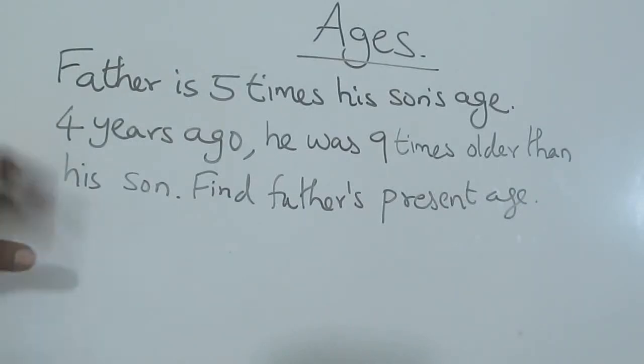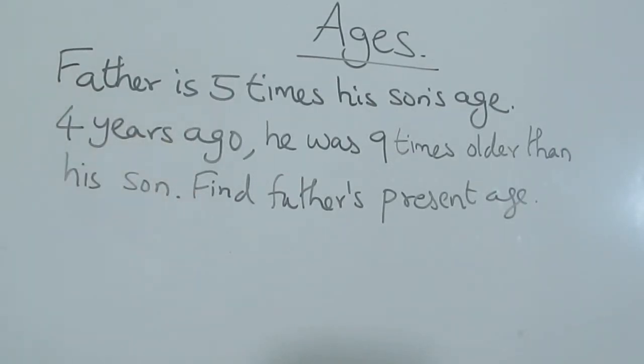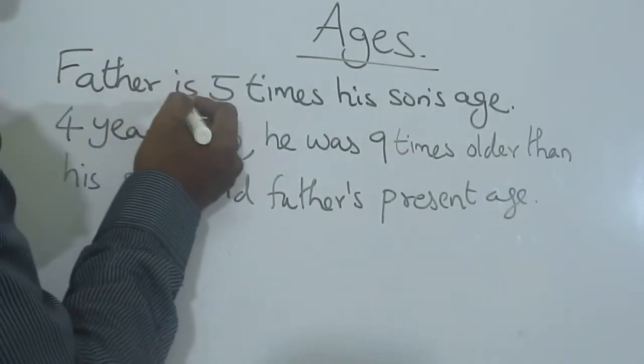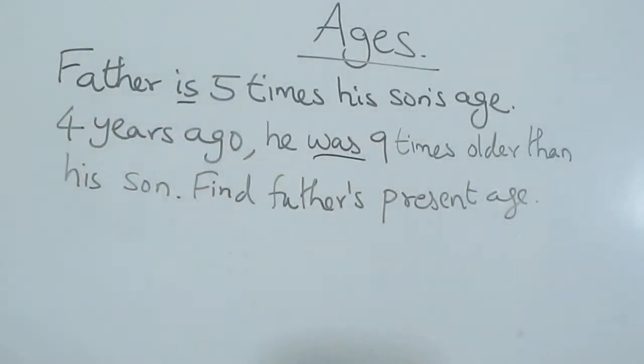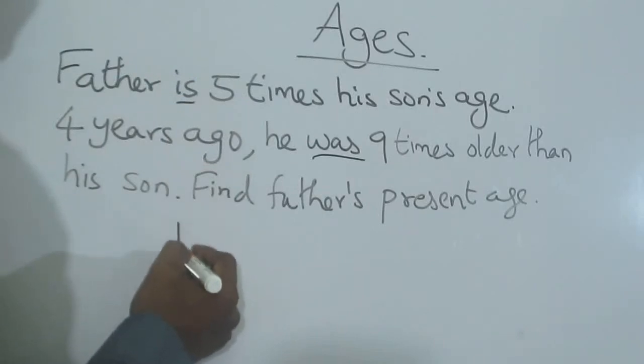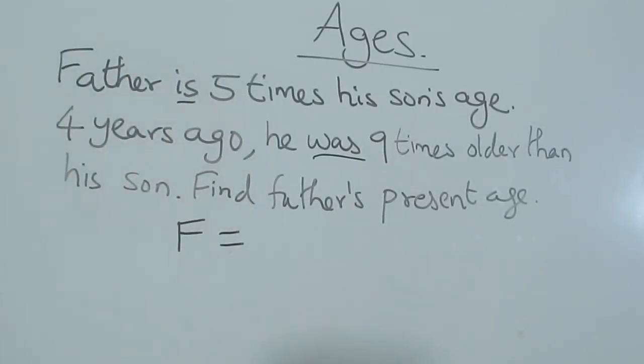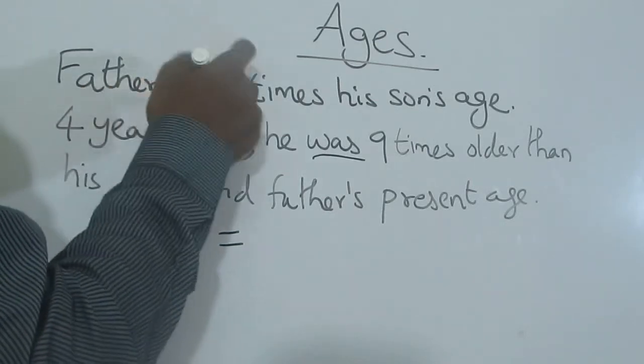Actually, the question has some hint. The first line talks about the present tense, the second line talks about the past tense. So what you understand is, father is... Whenever "is" comes, you just put an equal to sign. This means "is" is equal to.